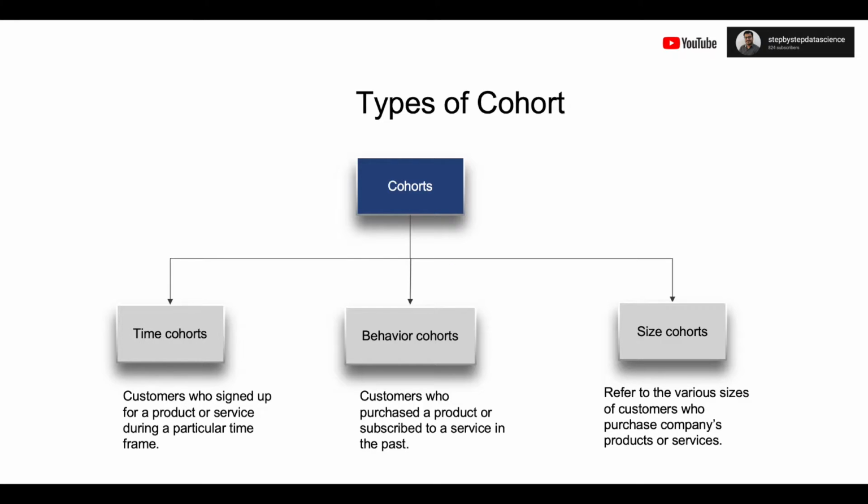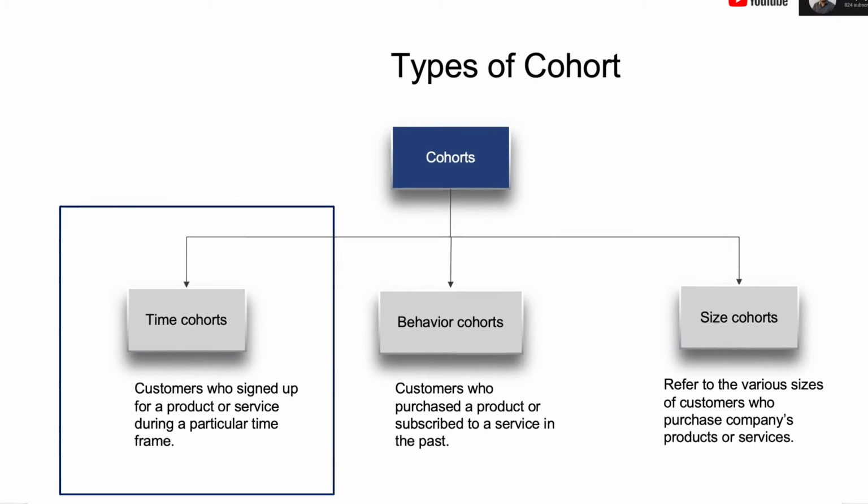A behavior cohort is based on their behavior or demographic content. And a size cohort refers to the size of the customer, like how many orders one person had. We can look at these kinds of metrics in various ways, and based on that we can have different types of cohorts.